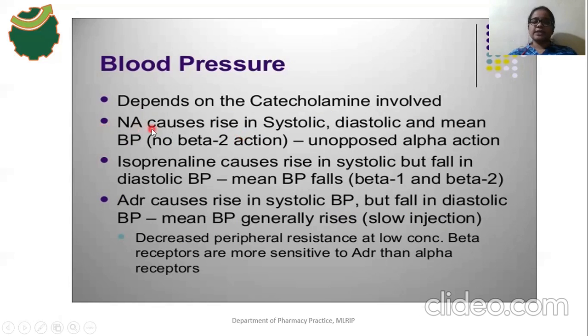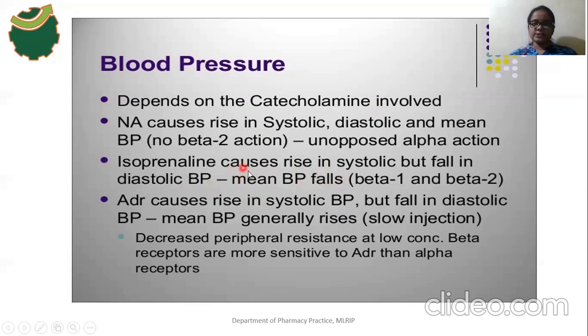So that's why the noradrenaline effect on BP is what? The BP increases because the systolic blood pressure increases and the diastolic blood pressure also increases. The contraction effect will be produced mainly. And isoprenaline increases the systolic blood pressure, but decreases the diastolic blood pressure.